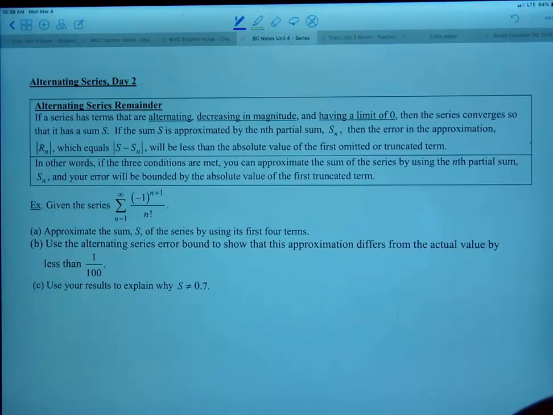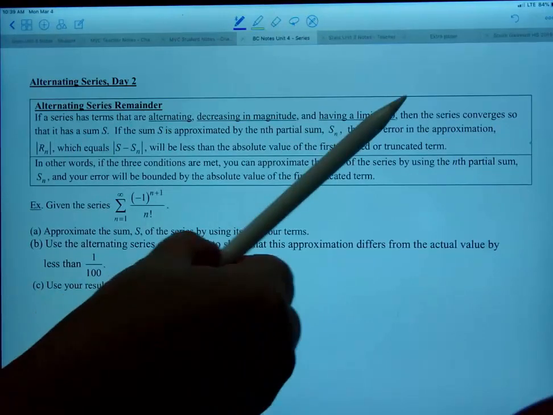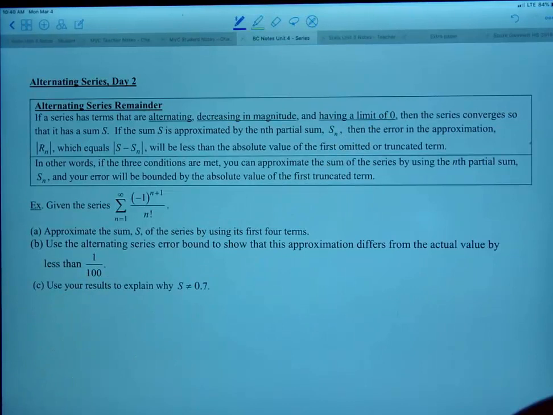I want you to think about what are the 2 things that have to occur in order for an alternating series to converge. I want you to talk to your table. If you have to look, you can look. But if you can do it without looking, don't look. Ready, go. What are the 2 things that have to be true? You remember? What's one of them? The limit has to approach 0 as n approaches infinity.